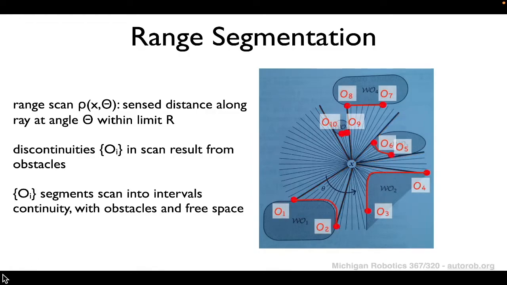Based on this process, which for the bug algorithm we can assume is given to us, since we don't need to go as low level as implementing this ourselves, we'll have this discrete set of segments, which in this figure are denoted by O sub 1 through O sub 10, that denote these extents that the algorithm should consider traveling towards.